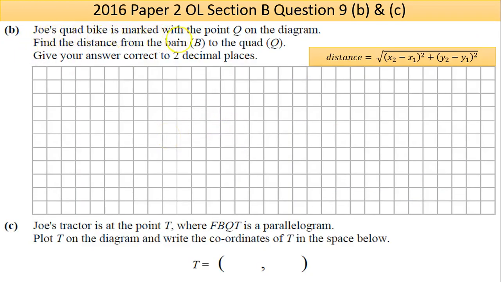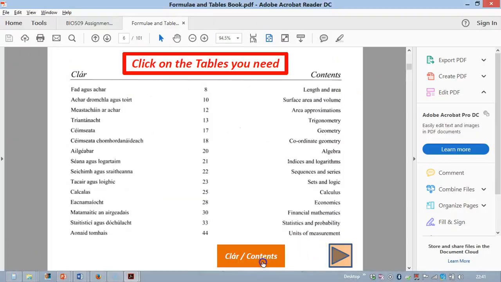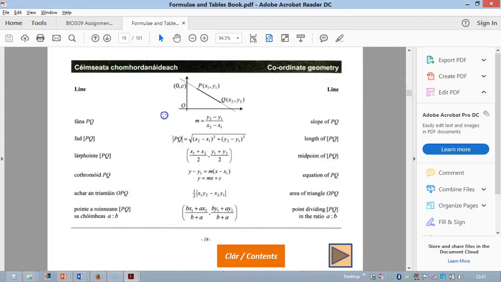Joe's quad bike is marked with the point Q on the diagram. Find the distance from the barn B to the quad Q. Give your answer correct to 2 decimal places. So it's coordinate geometry, so it's a distance formula. Now, just to point out the tables, those are contents, you're looking here at coordinate geometry. So all the formulas you require are here. You won't need that last one. The one we're specifically focused on right now is the distance formula. I did say length here, not distance, but hopefully that's not something that's going to stand in our way.